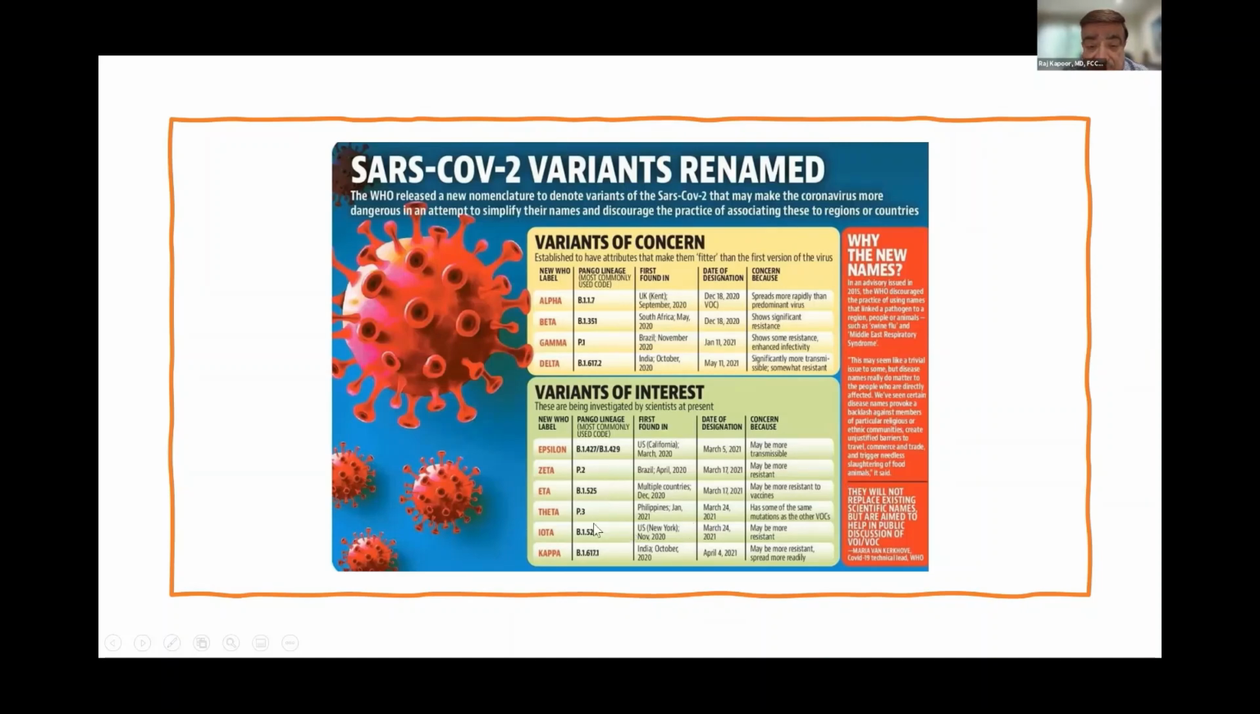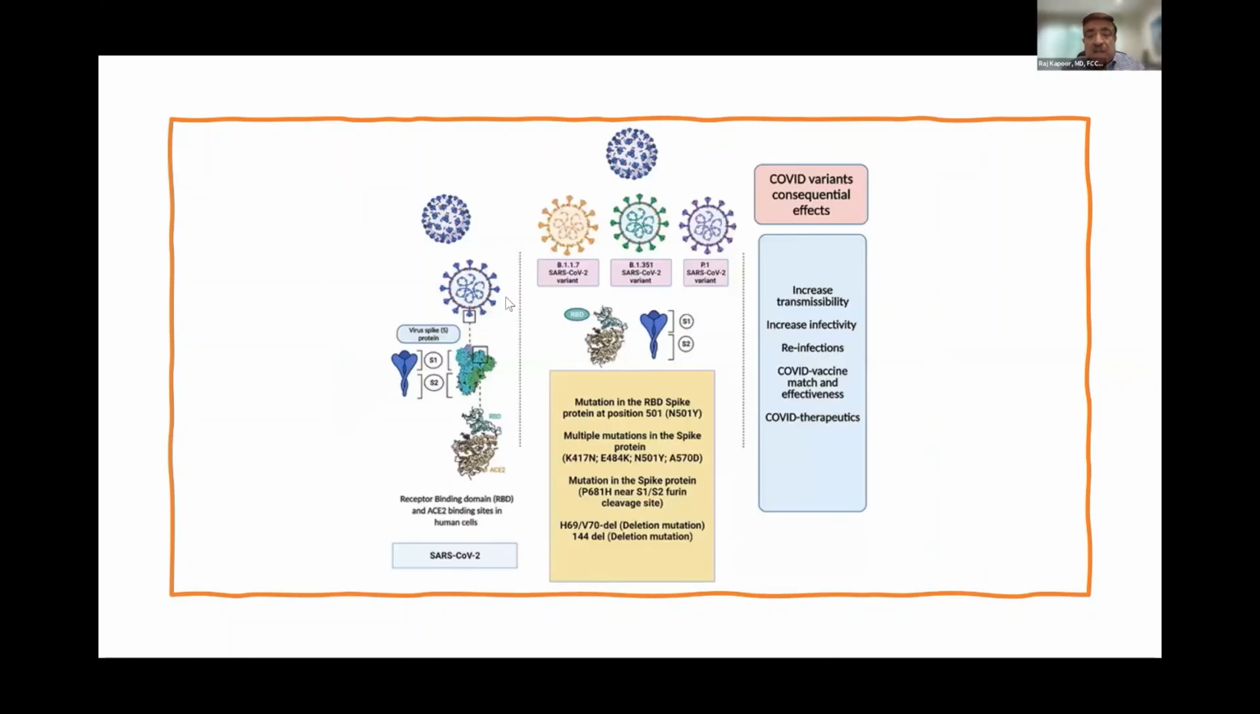This so-called Indian variant was Delta in October 2020, and now it is Kappa, and the most recent one is B.1.617.2. And this came in May 2021. This variant has already spread to 20 other countries. As you can see, this is the virus spike protein, and these are the mutations occurring in the receptor binding domain, and very different variants are formed.